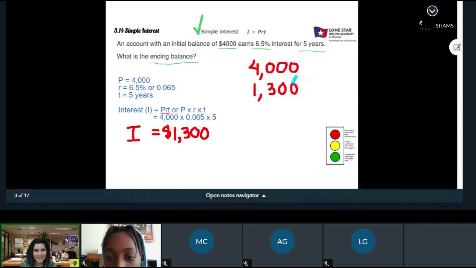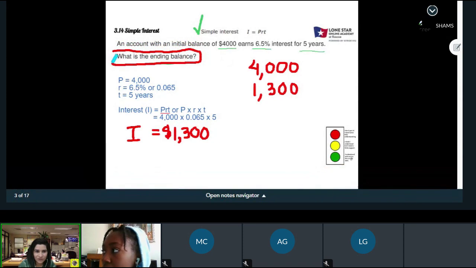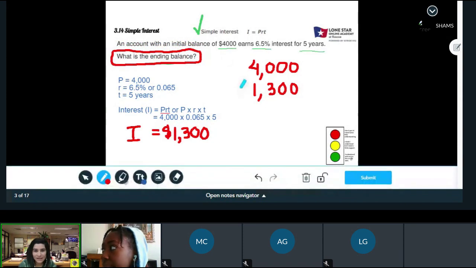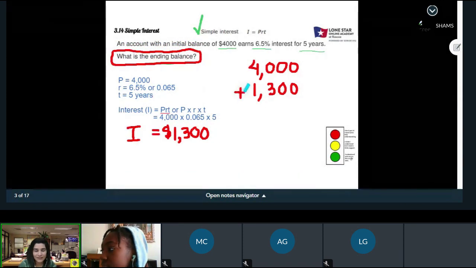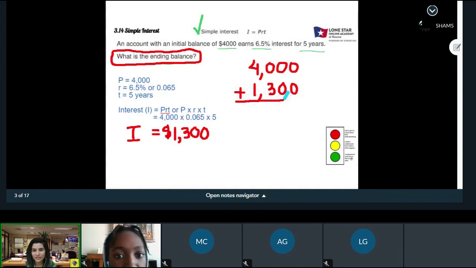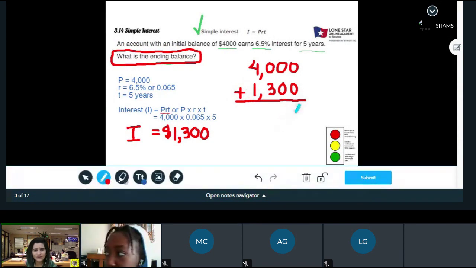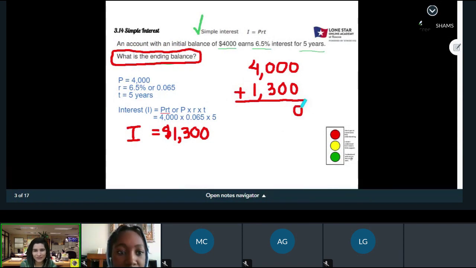And the question is asking me, what is my ending balance? The ending balance includes the 4,000 initially we deposited and the 1,300 the bank gave me for saving money. And in this way, I will be able to figure out my final answer. So the final answer for this problem should be 5,300.